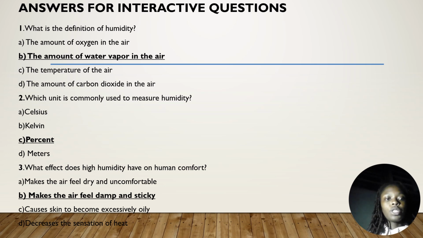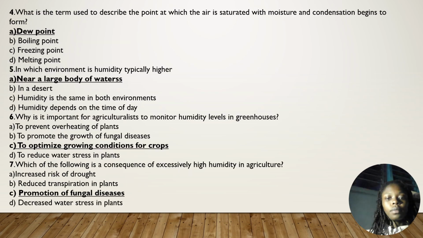Question number 2, which unit is commonly used to measure humidity? The answer is C, percent. Question 3, what effect does high humidity have on human comfort? The answer is B, makes the air feel damp and sticky. Let's continue. Number 4, what is the term used to describe the point at which the air is saturated with moisture and condensation begins to form? This point is called dew point. The right answer is A.